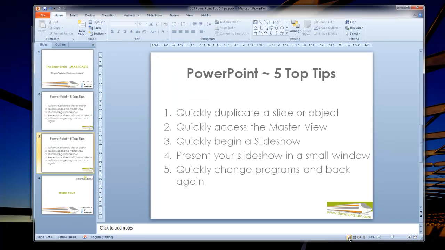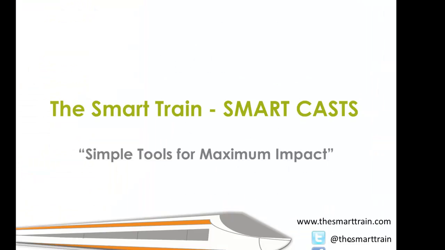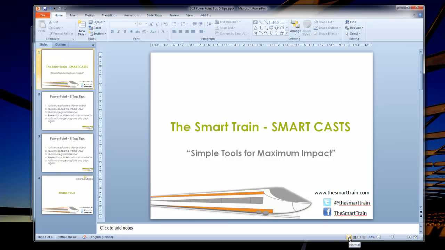Top tip number 3 is to quickly begin a slideshow. For this, we're going to work with the function keys on the top of the keyboard. The F5 function key above the 5 and 6 on your keyboard will start your slideshow from slide 1. This is regardless of which slide that you have selected in your presentation. I'm going to press Escape to bring me out of the slideshow. Bear in mind this will bring you back into the workings of your presentation.